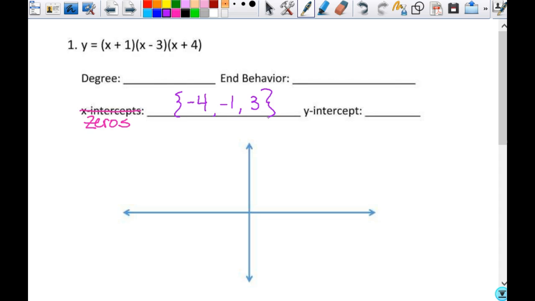How do I figure out my y-intercept? The y-intercept, as an ordered pair, what do we know before we do anything? Do we know the x value or the y value? The x value. So isn't the y-intercept always what y is when x is 0, right? So if I plug in 0 for x, if I want to find f of 0, that's going to be 1 times a negative 3 times 4, right? Does that make sense? So what do I get?